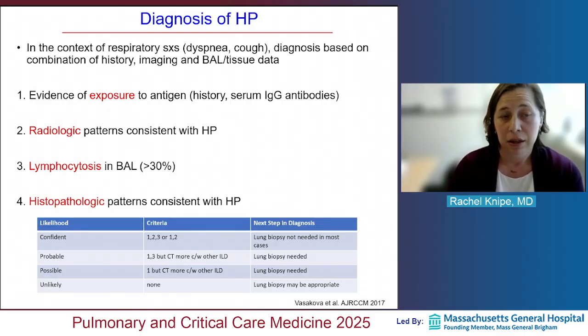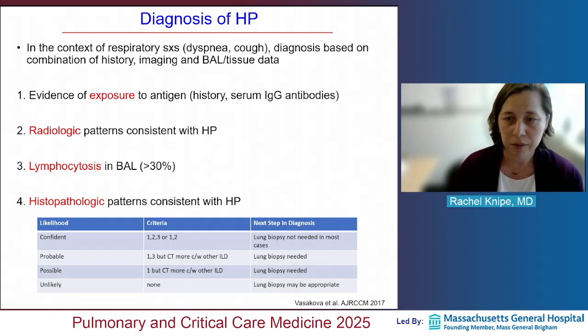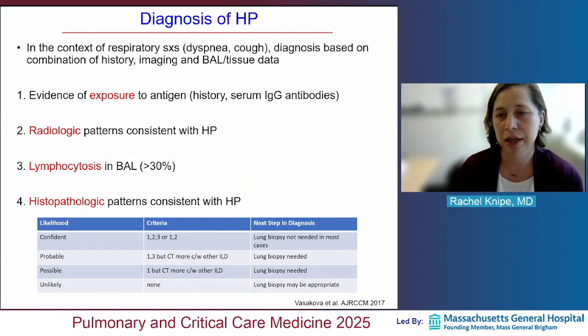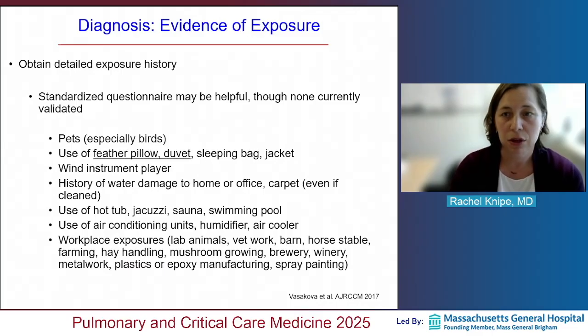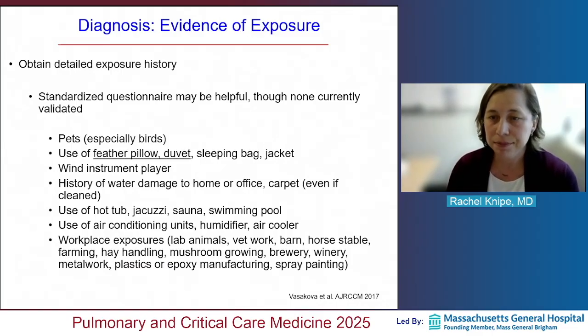A BAL lymphocytosis is supportive, but not necessary to be confident. But if you're missing one of the first two, either you don't have evidence of an antigen exposure, or the radiologic pattern is not consistent with HP, then the confidence in the diagnosis is reduced. And a lung biopsy or additional tissue data could be helpful to confirm the diagnosis. So we're going to take these step by step.